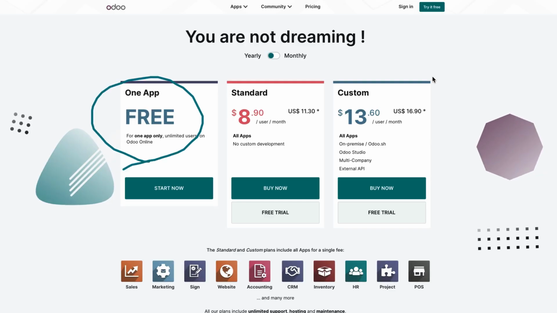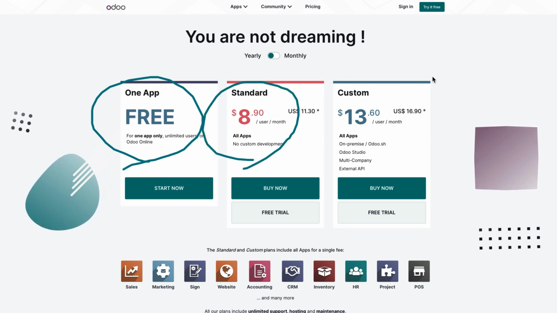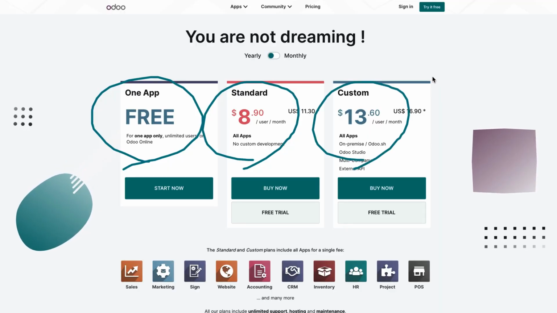With the new pricing model, now you have 3 price plans. Still one app with unlimited users. Then the second price plan, which is called the Standard Odoo. So you could use the Standard Odoo, you pay per user, and you can use all applications. And then the third plan, you could use a customized version of Odoo. You pay also per user, more expensive than the standard one, and you can also use any application.